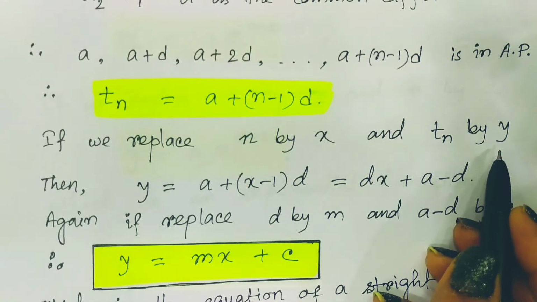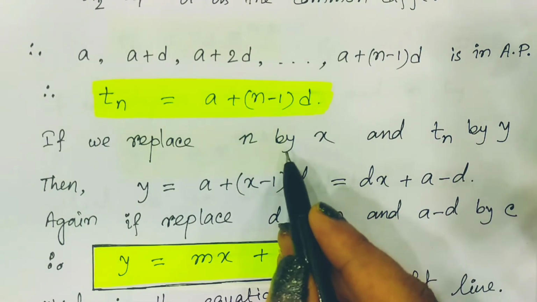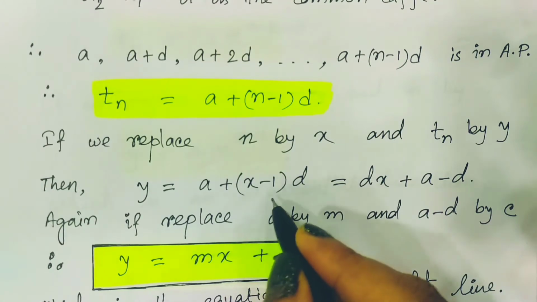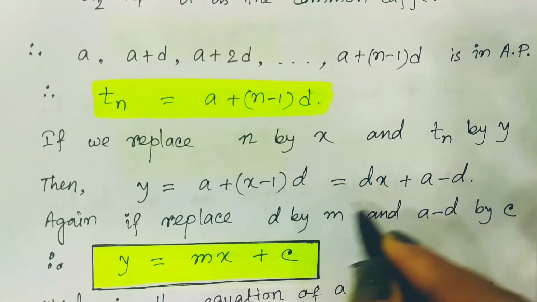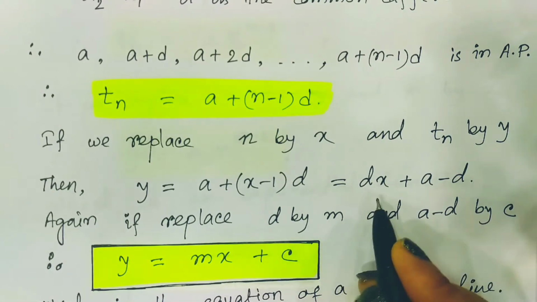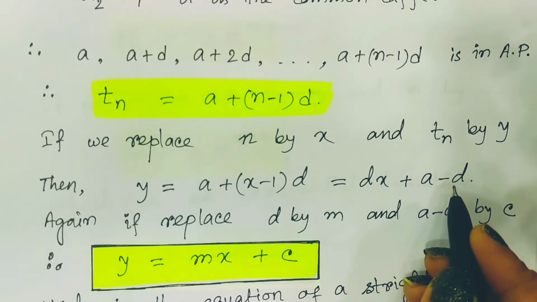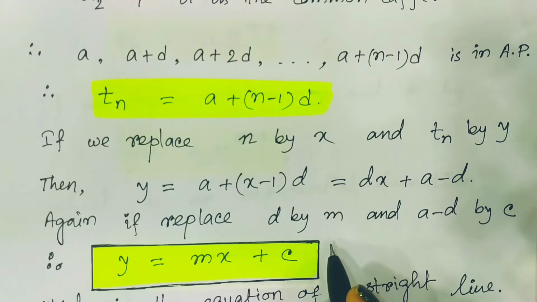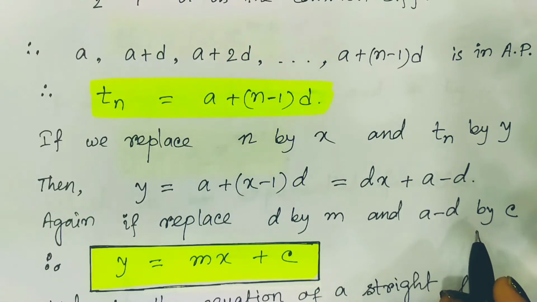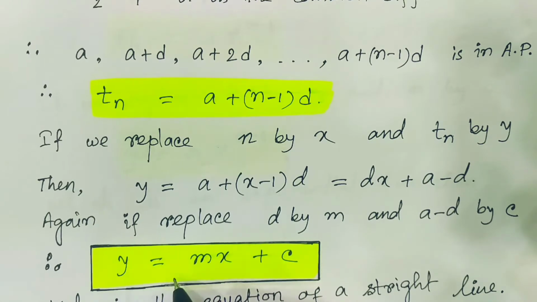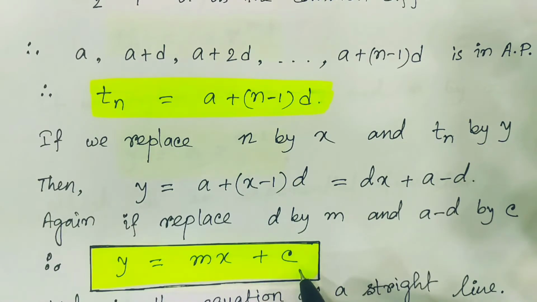and Tn by y, then this expression can be written as y equals a plus (x minus 1) d. If we simplify, then we will find this one equals dx plus a minus d. Again, if we replace d by m and a minus d by c, then we will find y equals mx plus c.